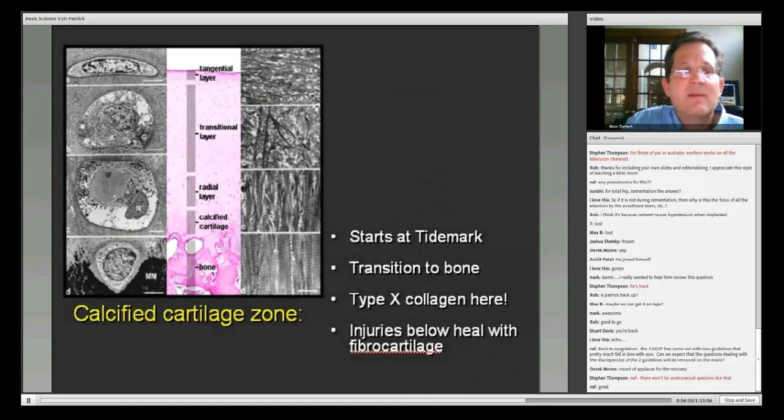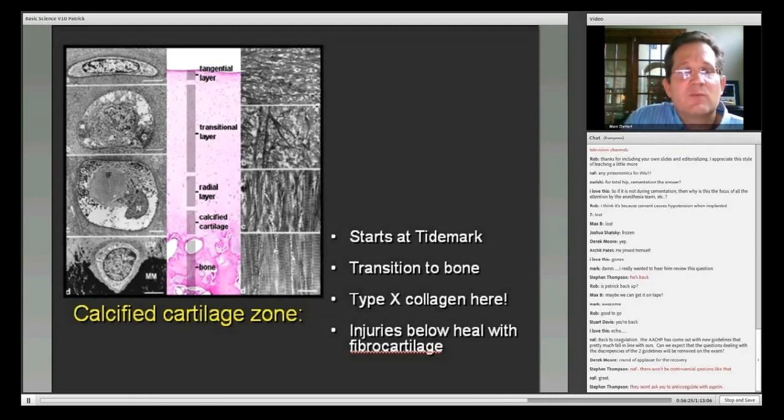Finally, at the very bottom near the bone, where the calcified cartilage zone is, it starts at the tide mark and it transitions all the way to bone. Another test question might be what type of collagen is found down there at the tide mark, and it's type 10 collagen. It's rated X collagen, so remember, if it makes things hard, it's rated X, that's type 10. It's also worth knowing that injuries below the tide mark can heal with fibrocartilage, but injuries above that rarely heal at all.